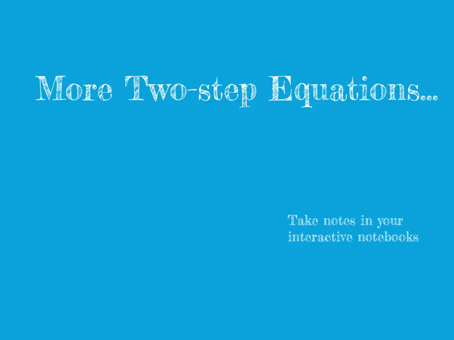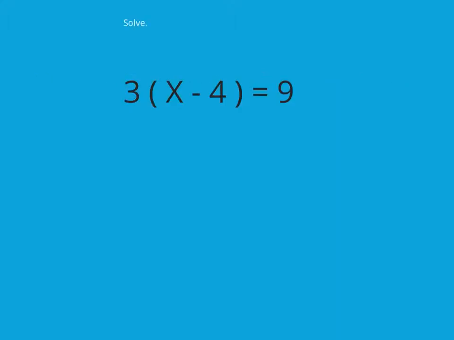This video is going to work on solving two-step equations that have some special cases. Normally, when we solve two-step equations, our first step is going to be to draw a line down the equal sign to keep the thing divided into two halves. This one, however, the first thing we have to do is distribute our 3 to the x and to the negative 4. So you're going to end up with 3x minus 12 equals 9.